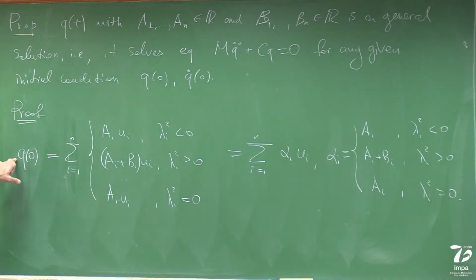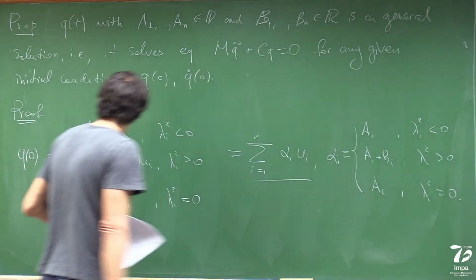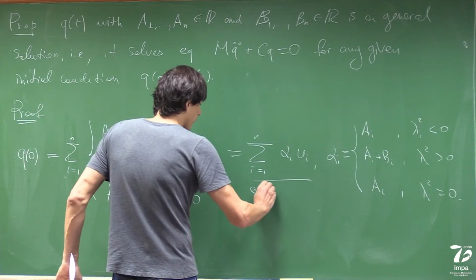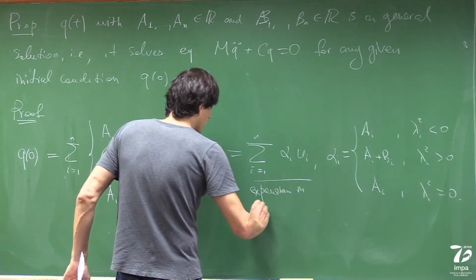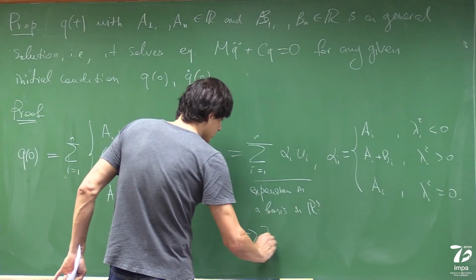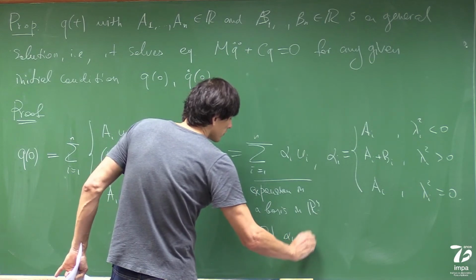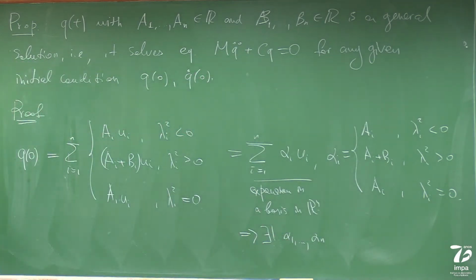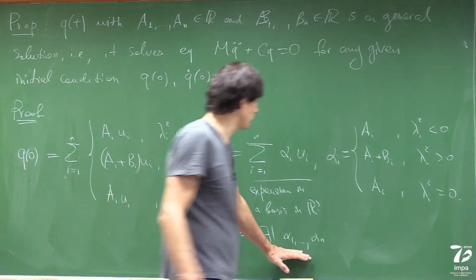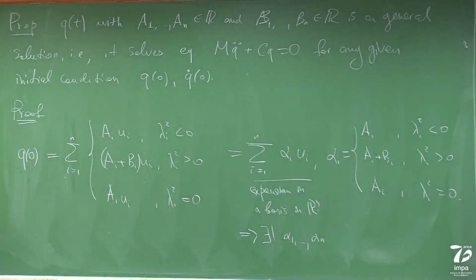What you see is that this equation is just an expansion in the basis in R^n, which means that there exist unique coefficients alpha which solve this condition. So the alphas are defined uniquely by the first initial condition. Now we have to deal with the second initial condition, for the velocity.